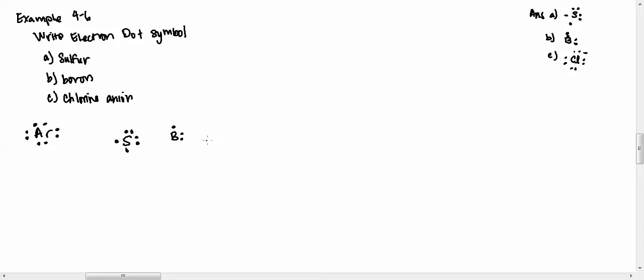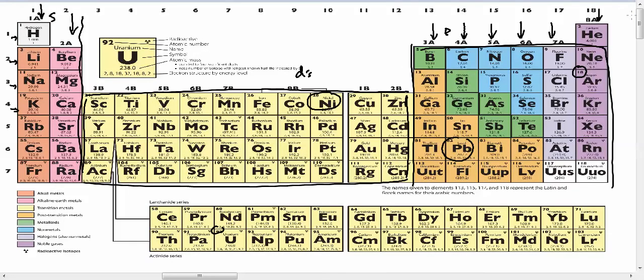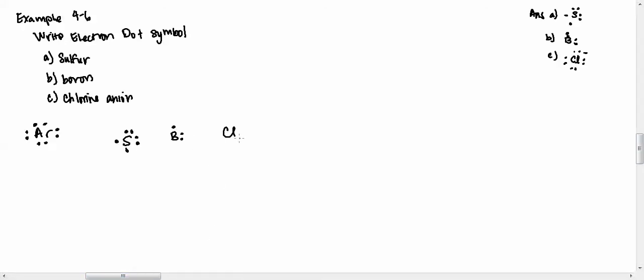Chlorine, Cl. That has 7 valence electrons. But notice how they said the word anion. An anion is an ion that is negatively charged. Now the way that we think about that is this has 7 valence electrons. So it's 1, 2, 3, 4, 5, 6, 7. And that's what chlorine normally has.